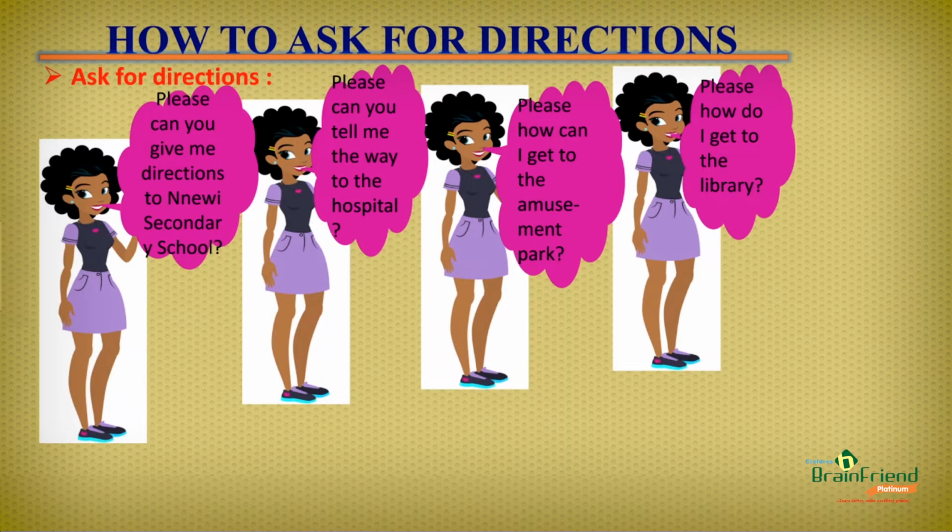Next, we ask for directions. There are several ways we can ask for directions. You can either say, "Please, can you give me directions to Inewi Secondary School," for example, or "Please, can you tell me the way to the hospital?" We can also say, "Please, how can I get to the amusement park?" Or we can say, "Please, how do I get to the library?"